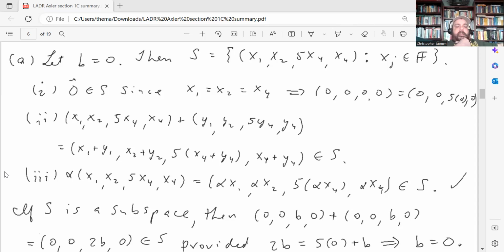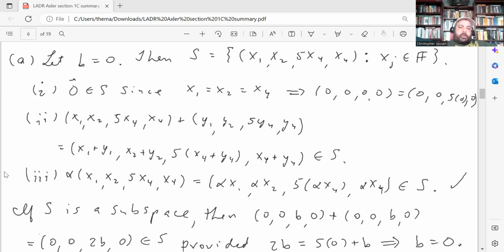If you take an arbitrary scalar from your field, here I'm calling it alpha, and take an arbitrary vector from the set, then when you scale and multiply, again, the condition holds. The third component is 5 times the fourth component. So the three conditions are satisfied, therefore it's a subspace, right?